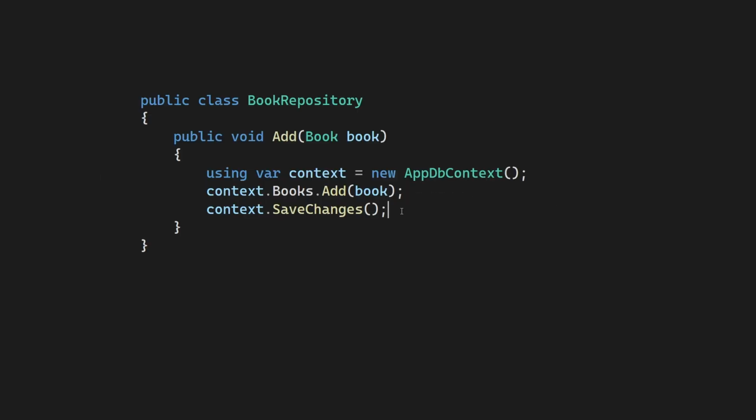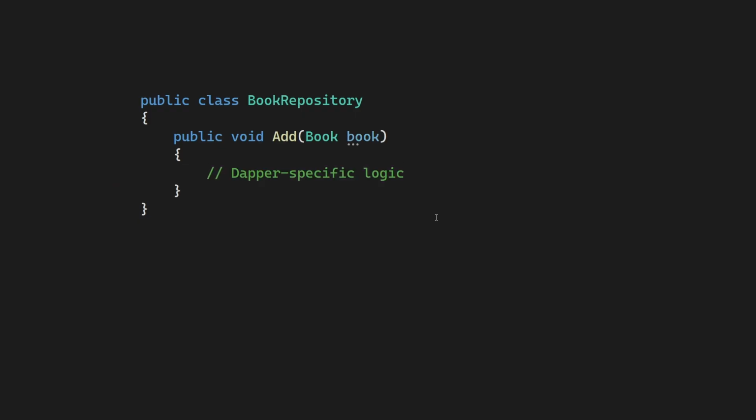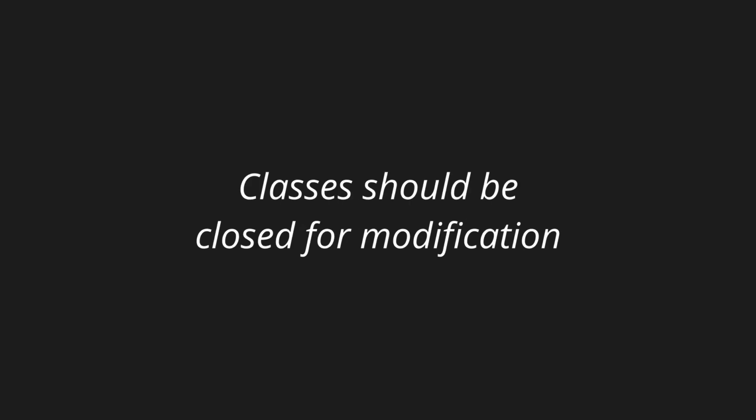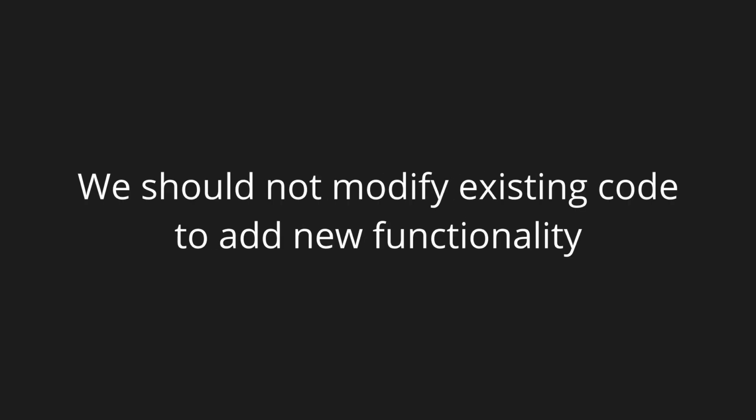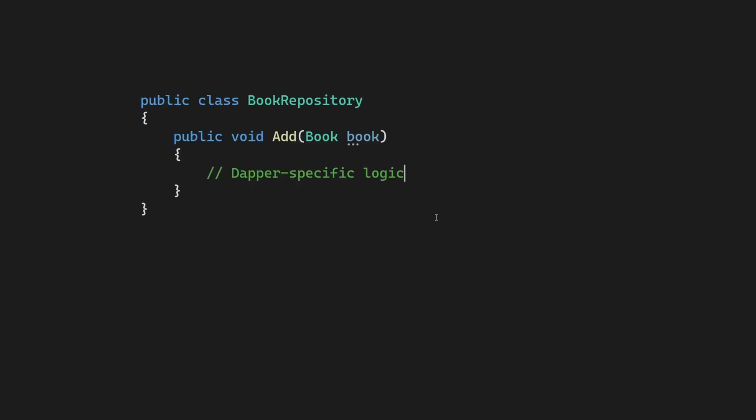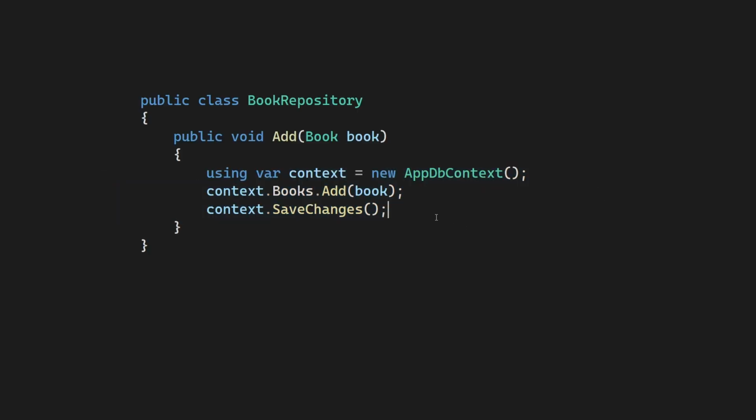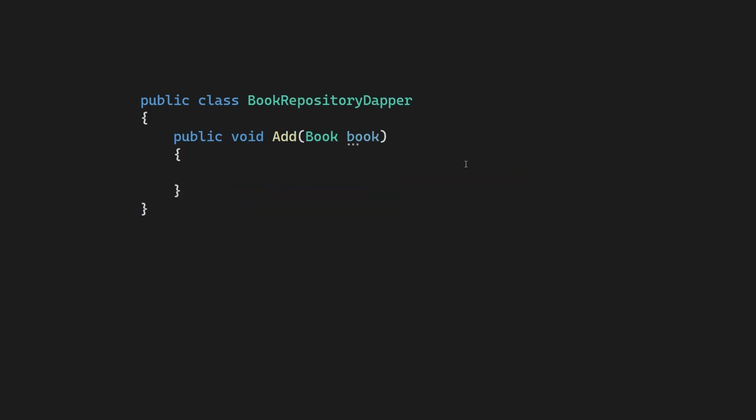One option would be to replace the Entity Framework Core logic inside the add method of our book repository class with Dapr specific logic. But this is a violation of the open-closed principle, which states that classes should be closed for modification. That is, we should not modify existing code to add new functionality. So instead of modifying this class, we can create a new class, say book repository Dapr, with an add method that contains our Dapr specific logic.